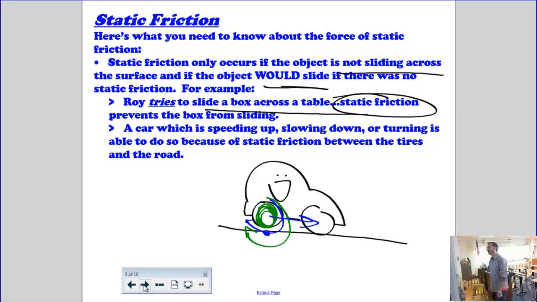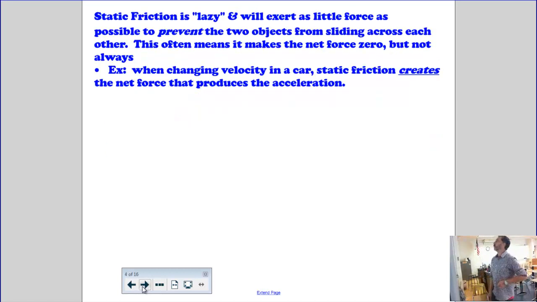The same thing happens when you walk: the floor pushes you forwards when you push back on it. Those are some examples of static friction. Anytime the two surfaces do not slide across each other, you're talking about static friction. Here's the deal with static friction: I like to describe it as being lazy. It's always going to exert as little force as it can, but enough to prevent the two objects from sliding across each other.